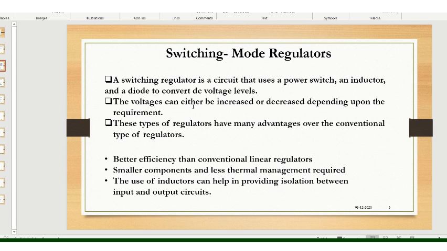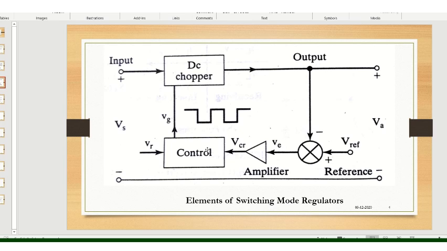As I have already given you a glimpse of what a switching mode regulator is, the circuit includes a power switch, similar to the converter, an inductor and capacitor, that is the filter, and a diode to convert the DC voltages. As mentioned, we can either step up or step down the voltage levels. Typically, the elements of the switching mode regulator are shown in this figure, wherein you have the chopper, and the output is regulated or controlled accordingly. The chopper on time duration, that is the duty cycle, will be controlled.